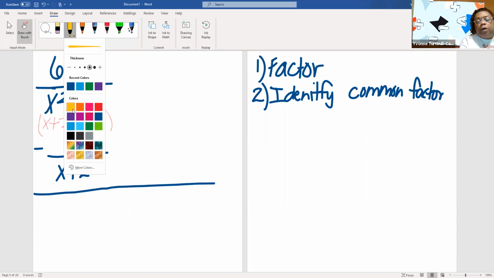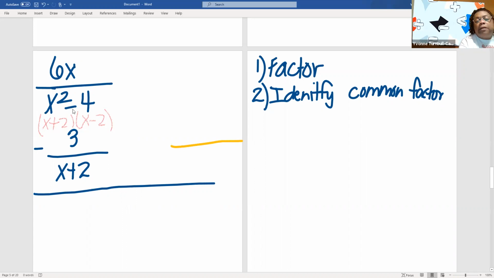So earlier we said whatever they have in common starts my LCD. So I'm going to put x plus 2 because that's what they have in common. Whatever they have in common starts your LCD. They have x plus 2 in common. So once I have identified what they have in common and I wrote it as part of my LCD, I am done with the x plus 2.